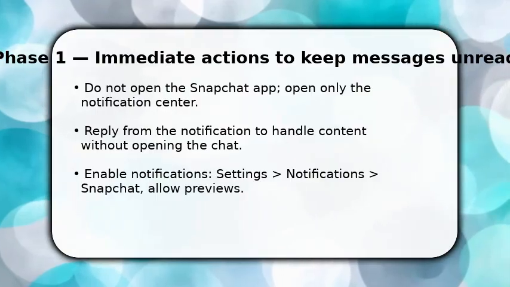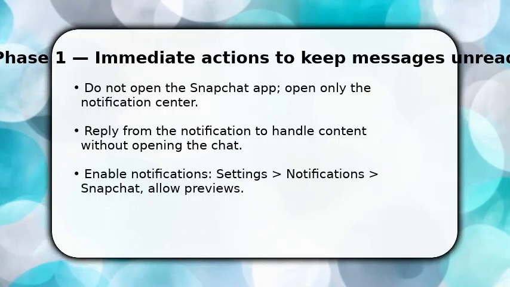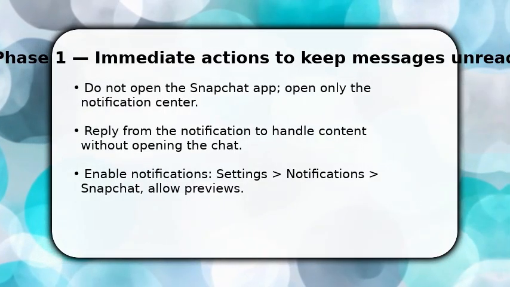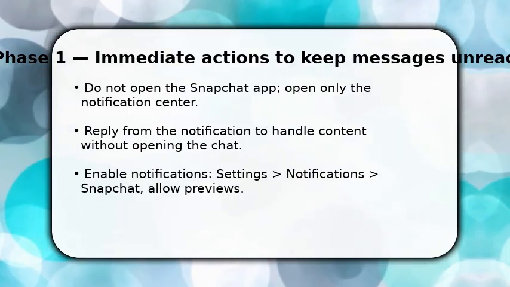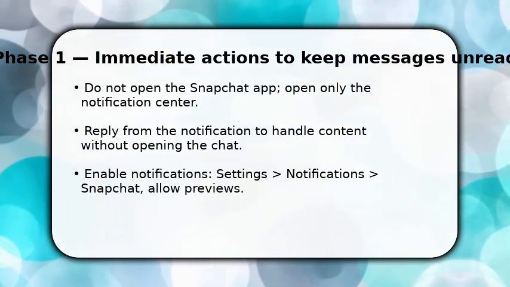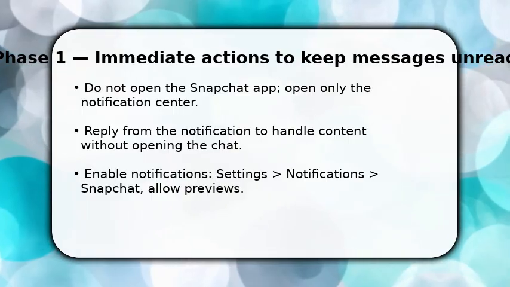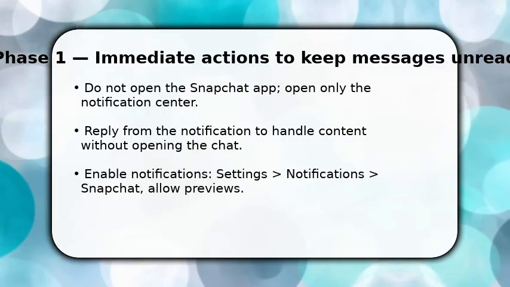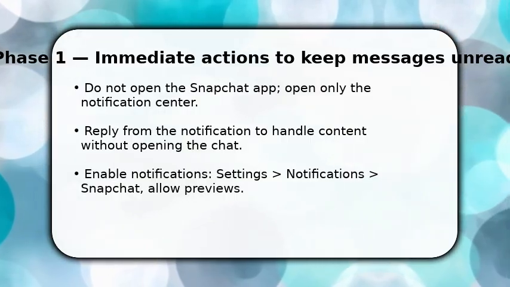You want to preserve a message as unread, so act now. Do not open the Snapchat app. Instead, read the preview in your device notification center and reply there when possible. This prevents the chat from registering as opened. Once done, make sure notification previews are enabled so future messages are visible without launching the app.